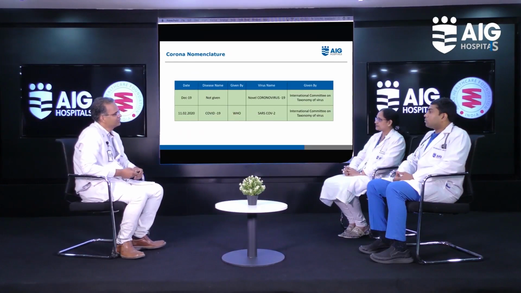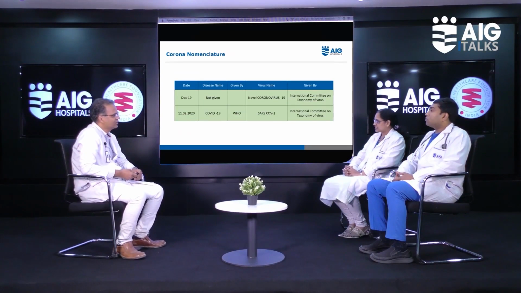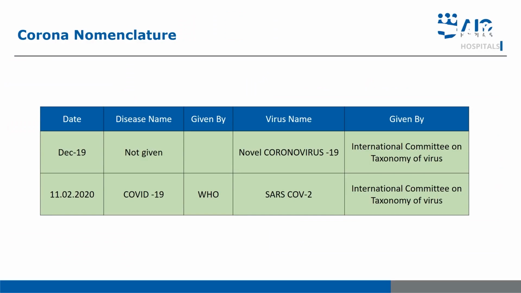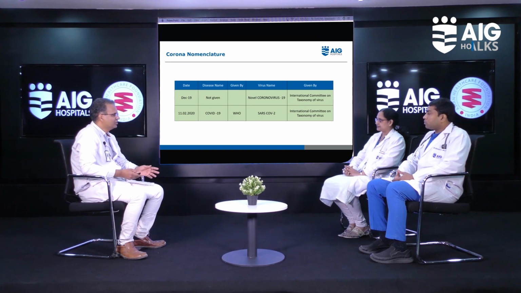So which organization has given these names? So the virus was named by the International Committee on Taxonomy of Viruses as SARS-CoV-2. And the disease caused by it was named by WHO as COVID-19, or coronavirus disease 19. So the currently used terminology is COVID-19 as the disease name, and SARS-CoV-2 is the virus which is responsible for this, which is a group of coronavirus.